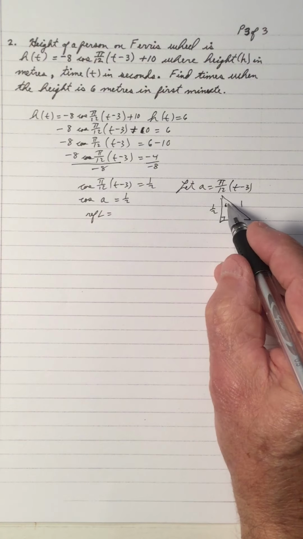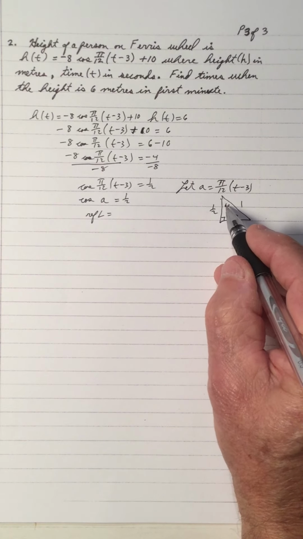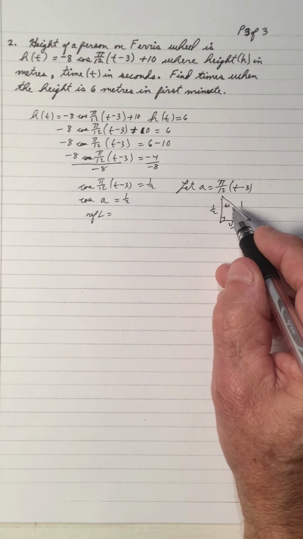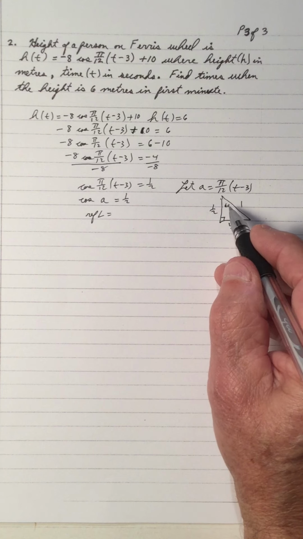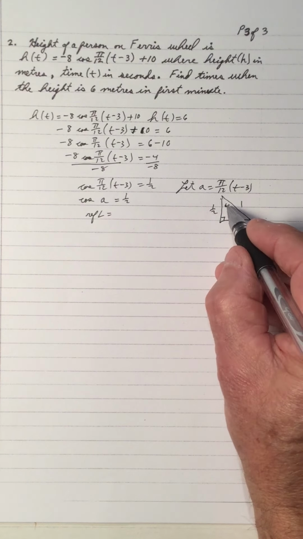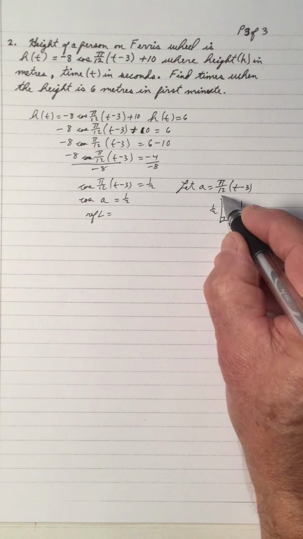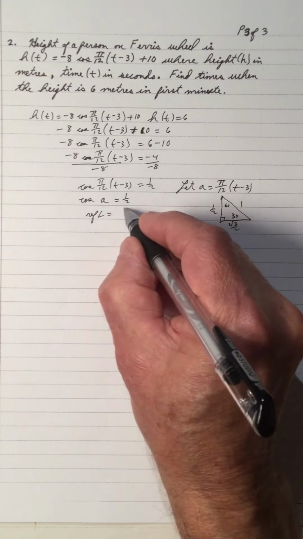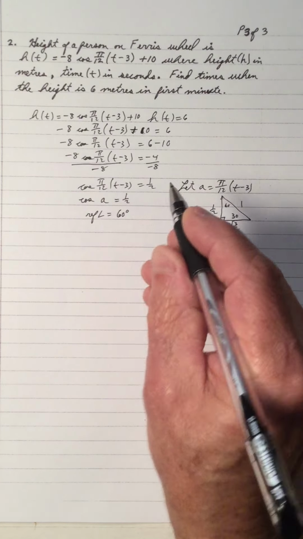So the cos of one angle gives me 1/2. And the answer is the cos of 60. The sine of 60 is √3 over 2. The cos of 60 is 1/2. So that's a 60-degree angle.